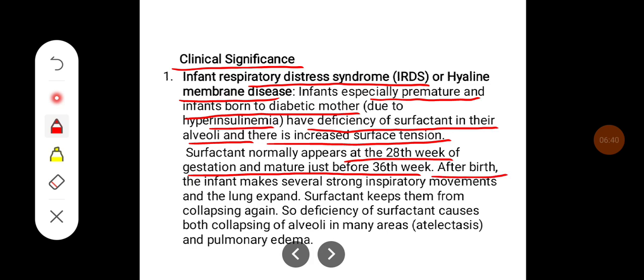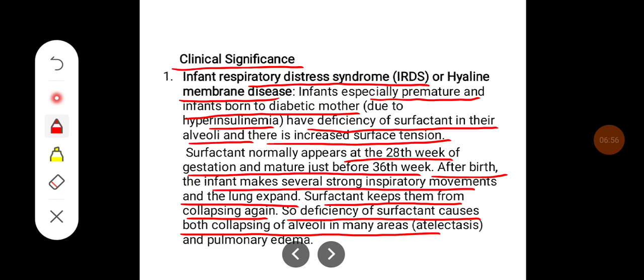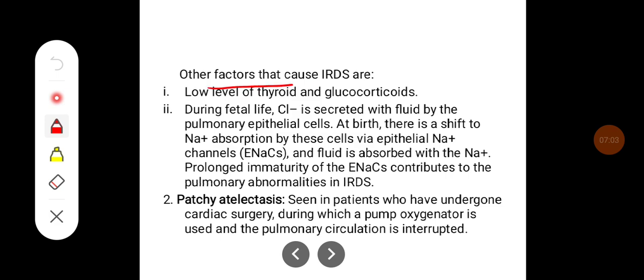After birth, the infant makes several strong inspiratory movements and the lungs expand. Surfactant keeps them from collapsing again. So deficiency of surfactant causes both collapsing of alveoli in many areas, that is called atelectasis, and pulmonary edema. The other factors that cause infant respiratory distress syndrome are low levels of thyroid hormone and glucocorticoids.